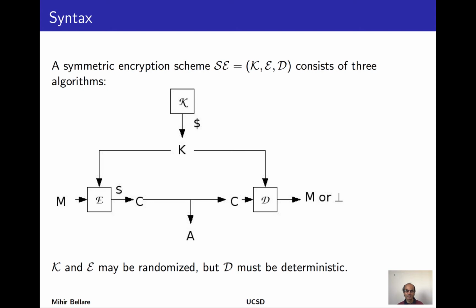The key generation algorithm's job is simply to spit out a key of some size. Typically, this is just a random string of some length, for example, a 128-bit AES key. The encryption algorithm run by the sender will take this key and, under its influence, take also a message and return an output called the ciphertext. The decryption algorithm takes the ciphertext and the same key that is used for encryption and produces a message or perhaps a special symbol bot indicating failure to decrypt.